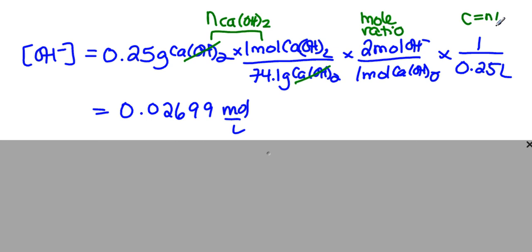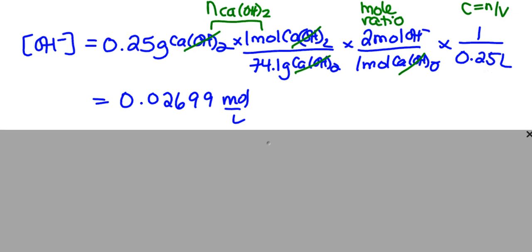C is equal to n over V. If I look at my units, how they cancel, I have moles of hydroxide in the numerator divided by my volume. So you should have got an answer of about 0.02699 moles per liter in terms of hydroxide ion concentration. Whether you did this all together in one step or broke it into 3 steps, you should still get this answer.